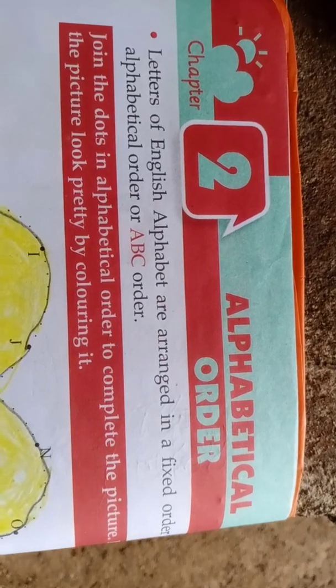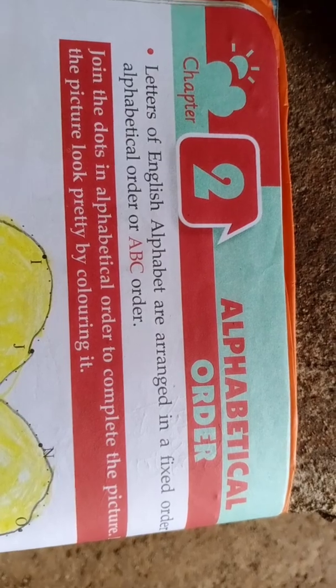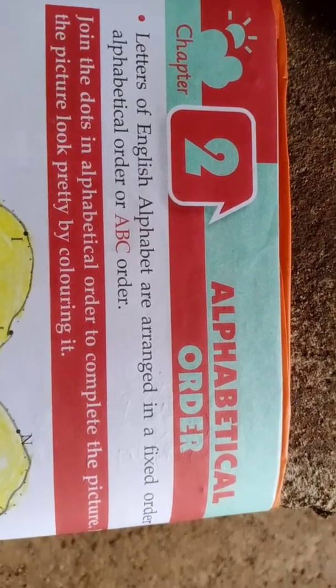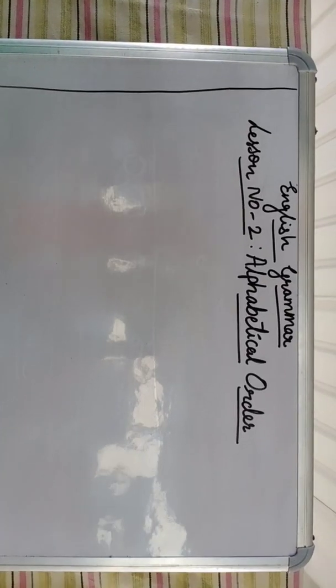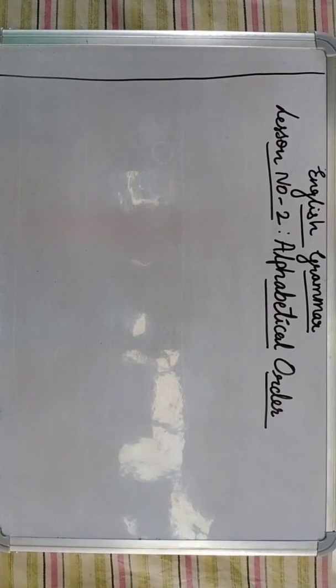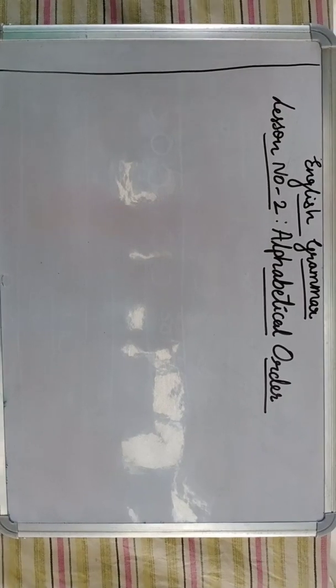Children, let's learn the subject English Grammar, lesson number 2, alphabetical order. So, dear children, already you have studied the English alphabet in your previous class. Anyhow, I'm going to write the small letters.